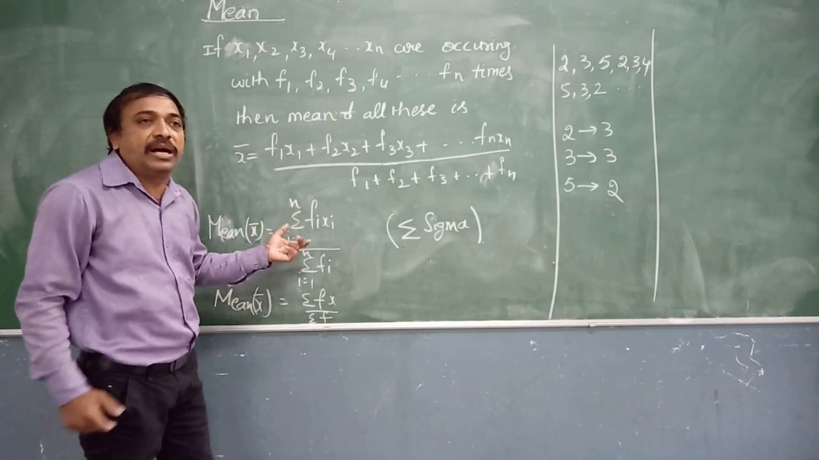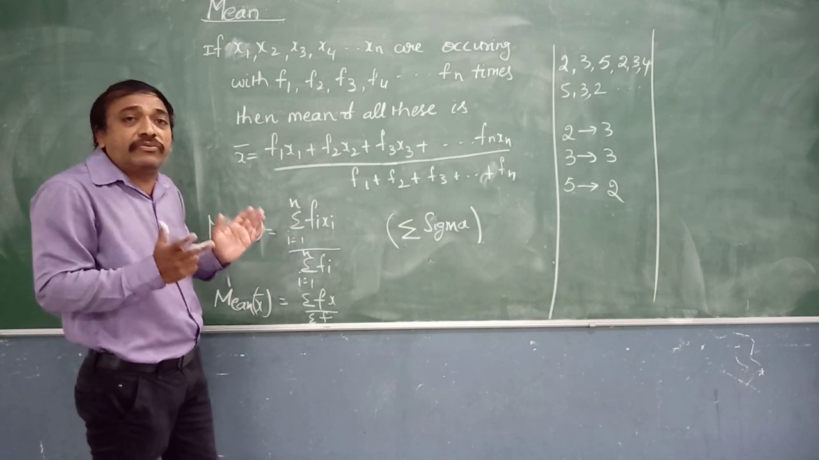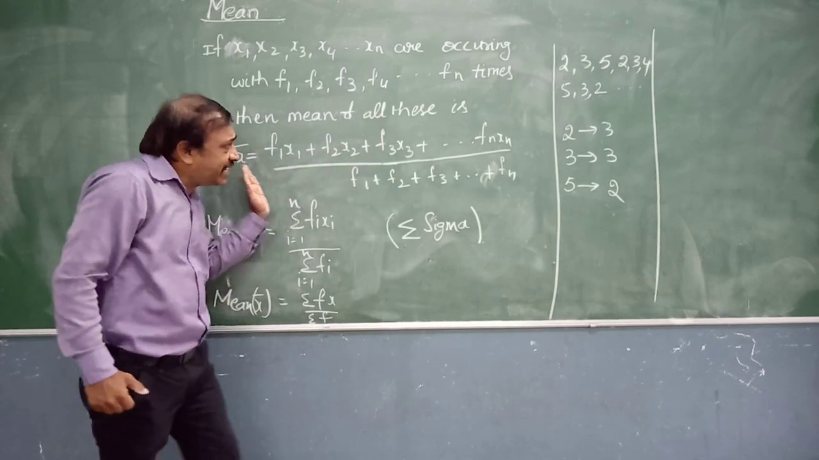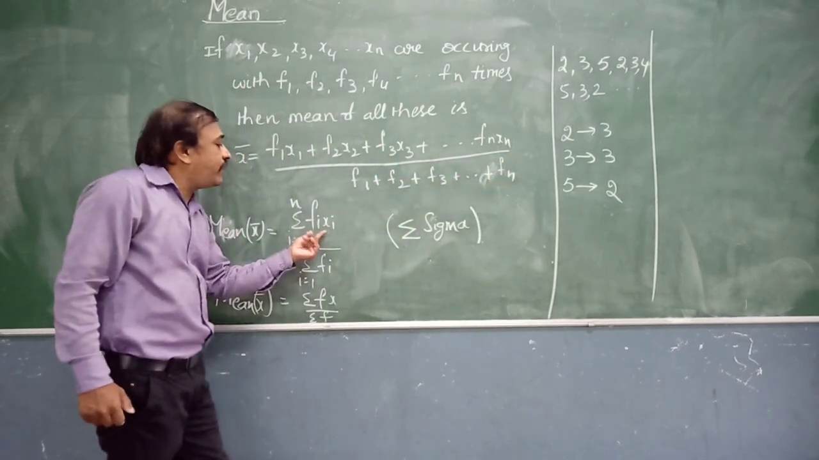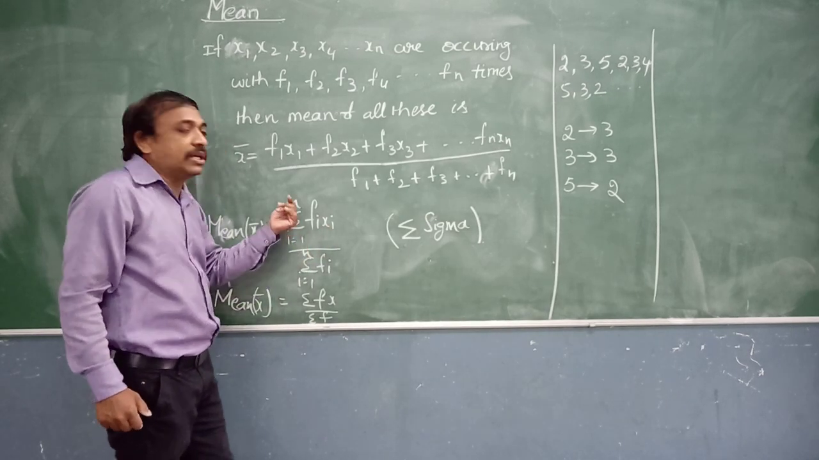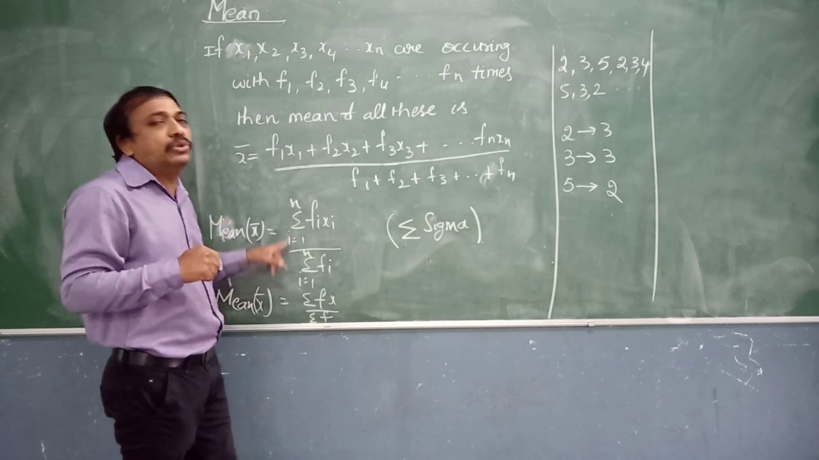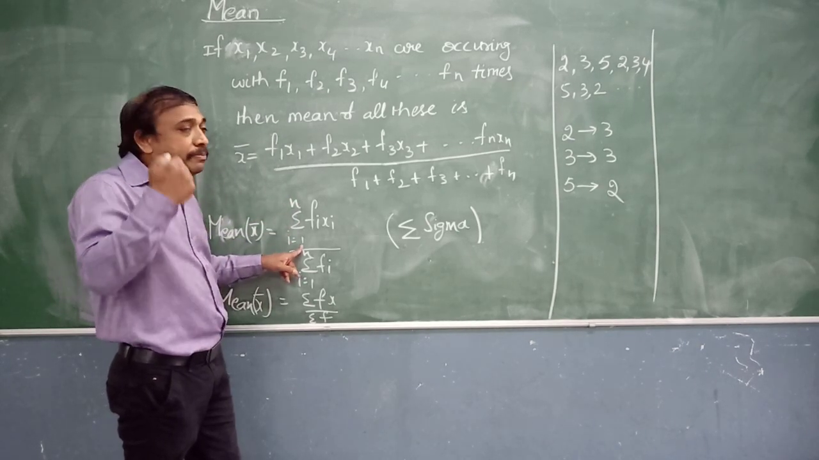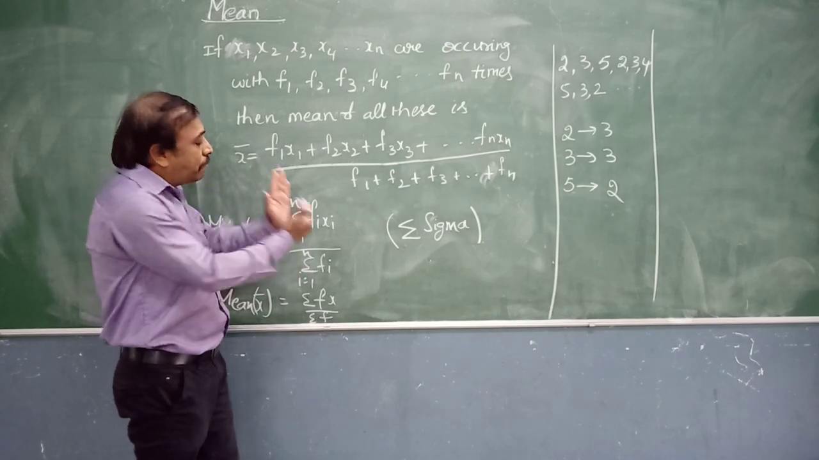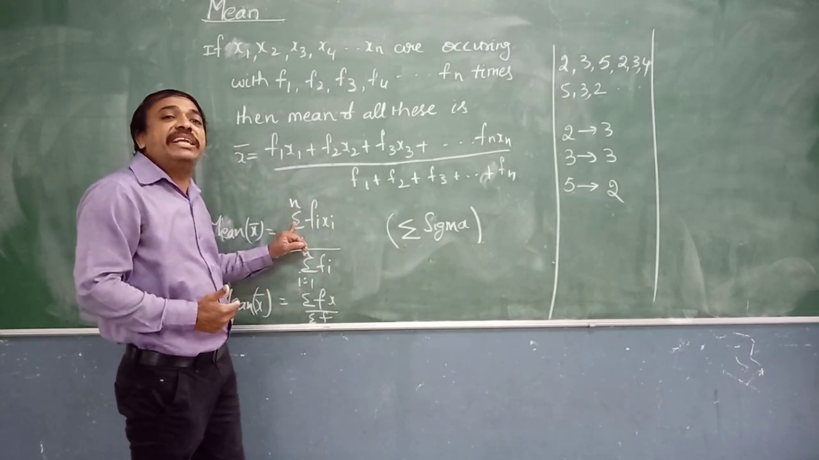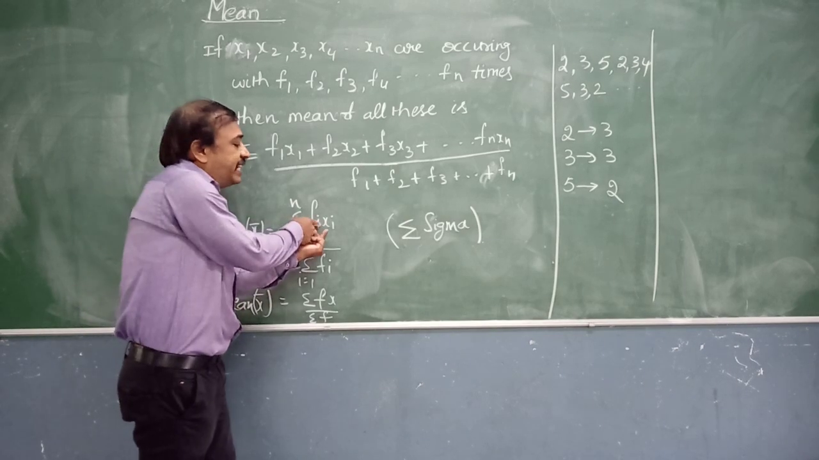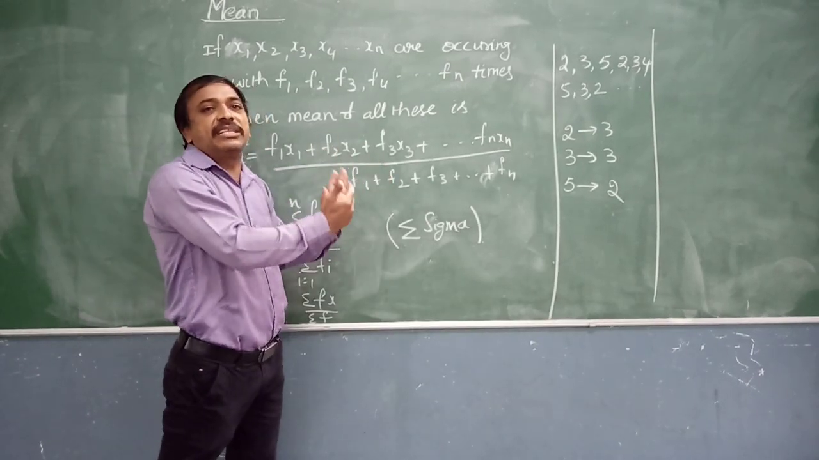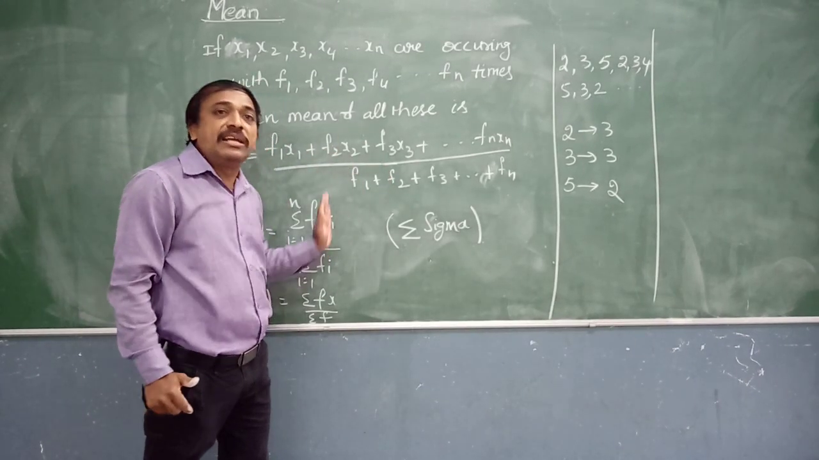What is the meaning of sigma? Summation, addition. What values are we adding? f1 into x1 plus f2 into x2 plus, and instead of writing all these, it indicates fi xi, where i equals 1 to n means from the initial value to the final value. i equals 1, the beginning value, to the final value. We are multiplying, and sigma indicates adding such values. Sigma is nothing but summation.